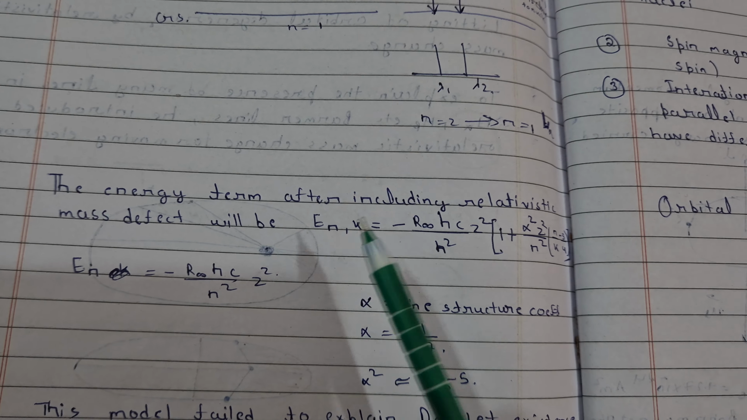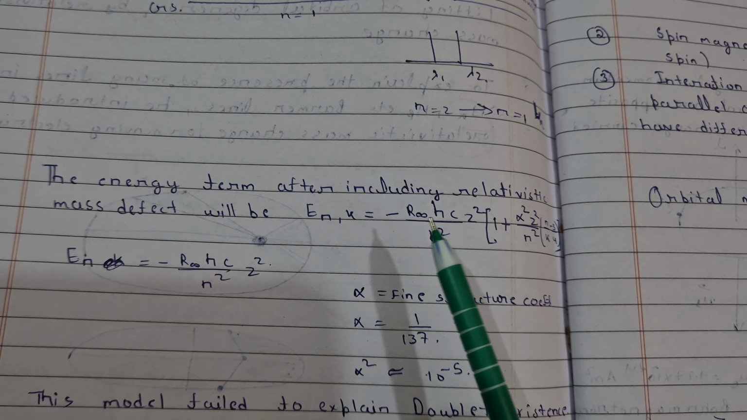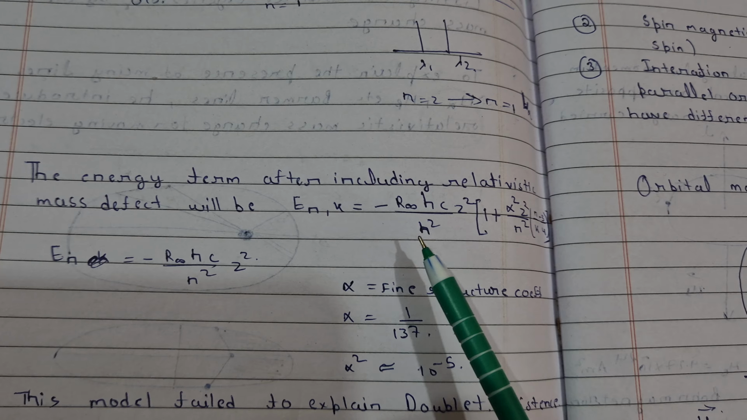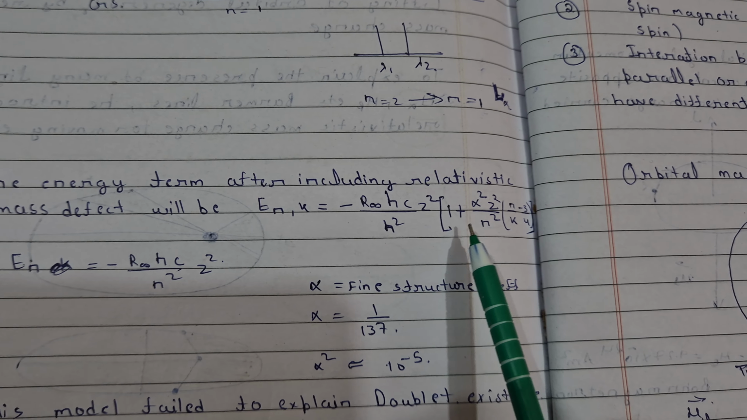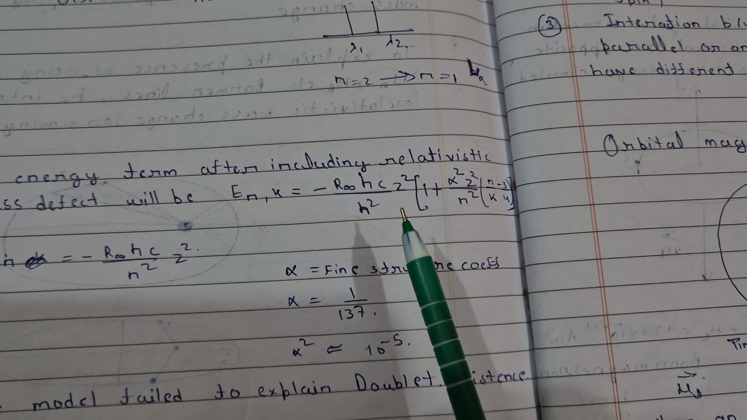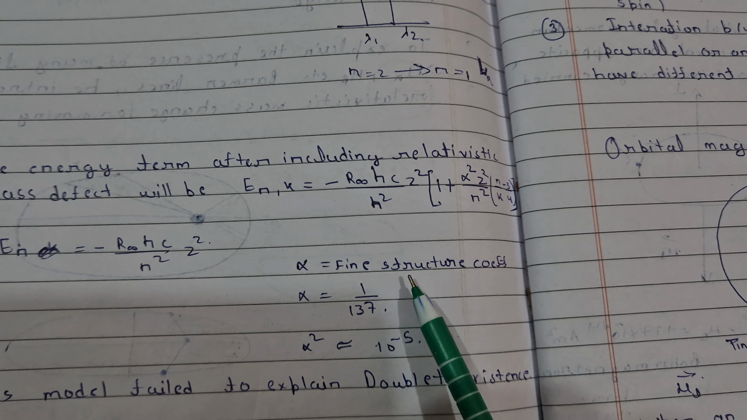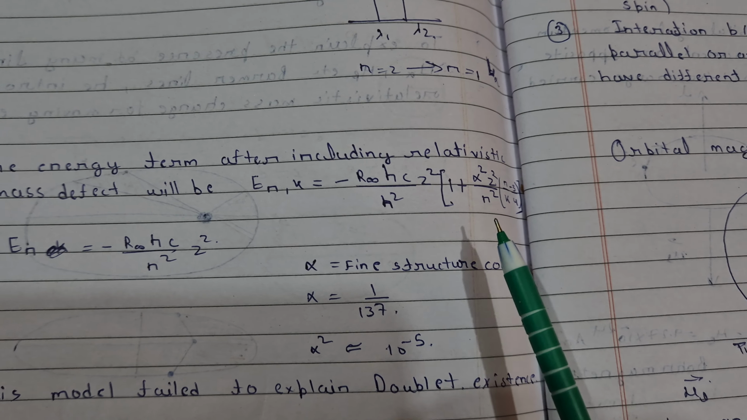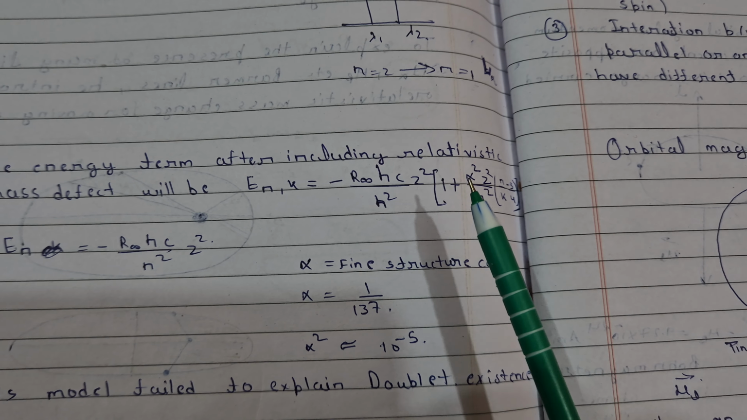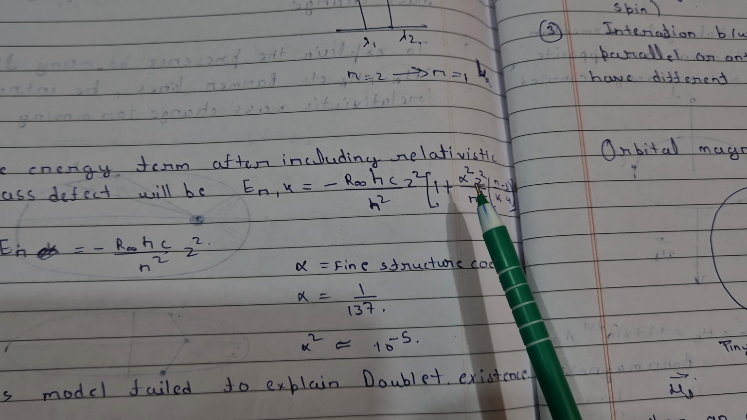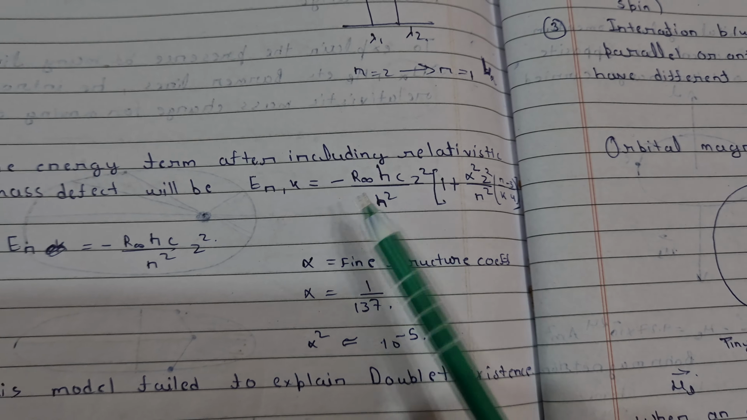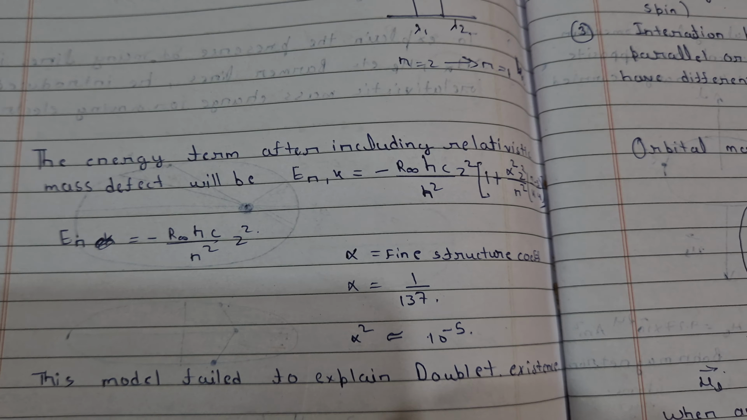So the energy term after including the relativistic mass effect: we know the energy term is simply minus 13.6 Z squared by n squared. But after correction it will be this, alpha squared Z squared by n squared, n upon k minus 3 upon 4. This alpha is the fine structure coefficient and its value is 1 upon 137, which is very small. When it is squared, it is very much smaller. This is like the correction in perturbation theory in quantum mechanics, so it will be very small. That's how you explain the energy.